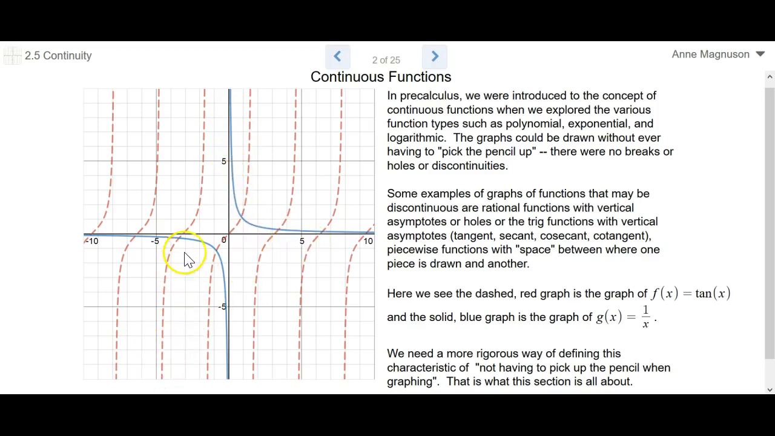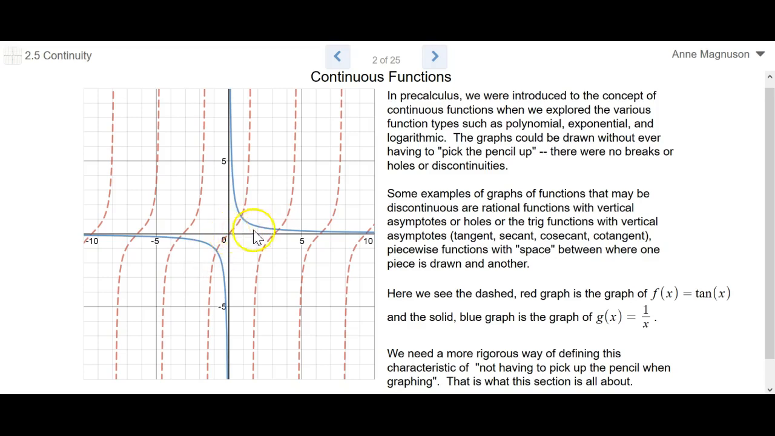So here's the tangent function, this dashed function, and you see that it's not continuous where cosine x is 0, and that is going to be at odd multiples of pi over 2. So these are all different branches of tangent x that are not connected. And then this solid blue graph is 1 over x, so that's a rational function, and it's in 2 pieces. It's discontinuous at x equals 0.